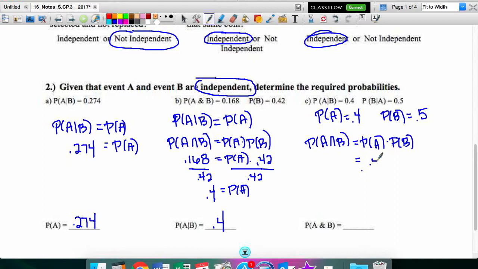So let's plug in each of them. 0.4 for the probability of A times 0.5 for the probability of B. This should allow us to calculate the probability of A and B. Multiplying 0.4 and 0.5, we get the final probability of A and B as 0.2.